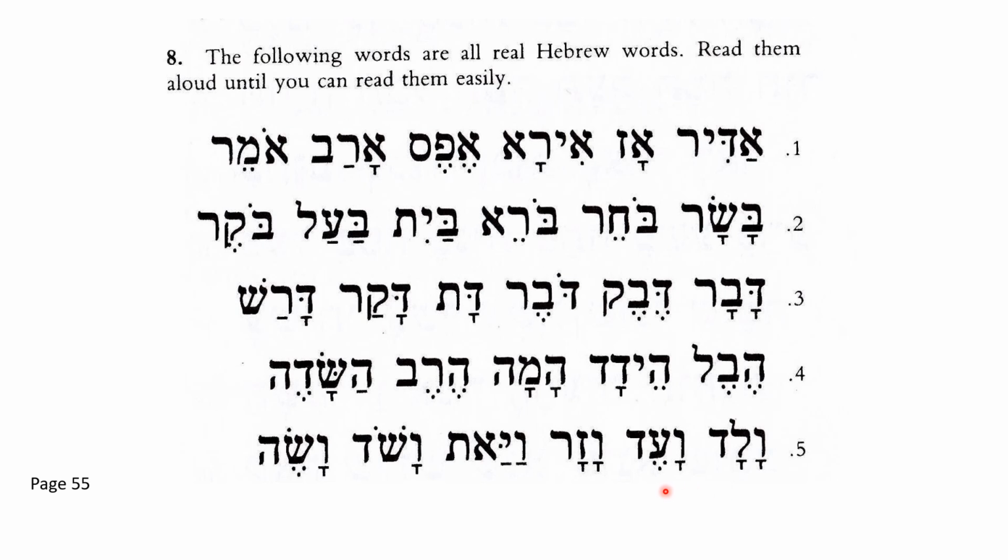Line 5. Valad, valad. Vaed, vaed. Vazar, vazar. Vayat, vayat. Alef is not there. It's invisible, so not pronounced. Vayat.